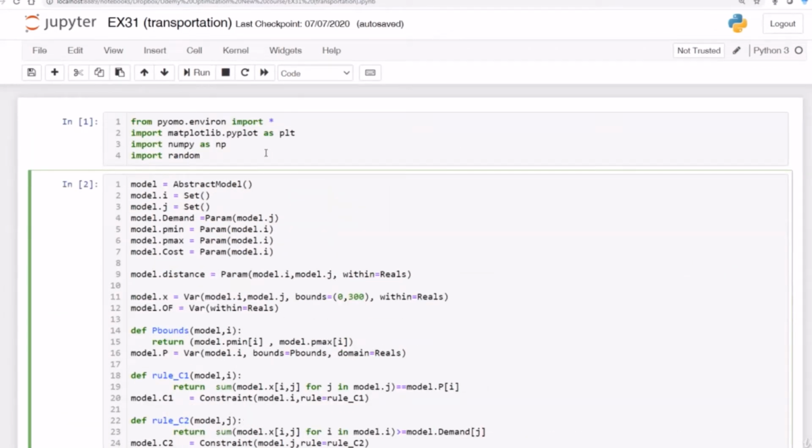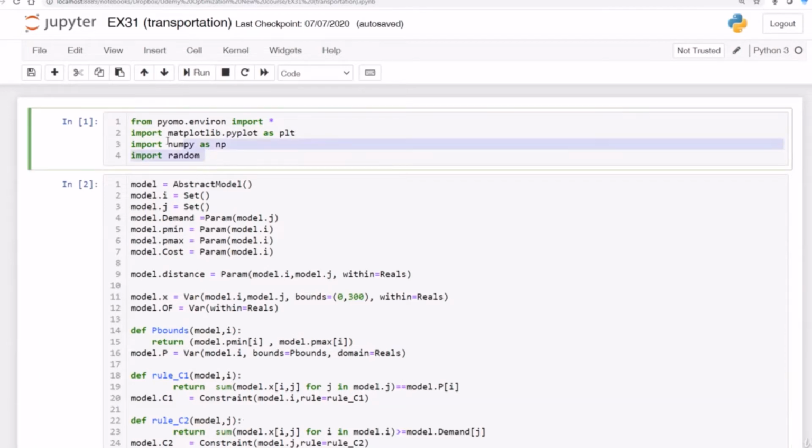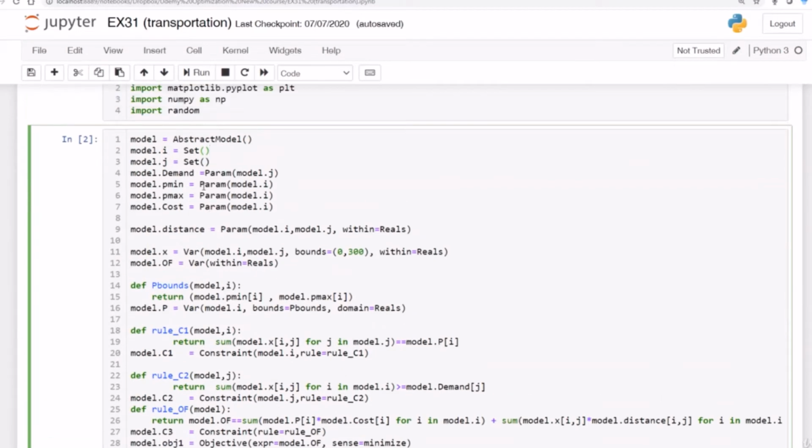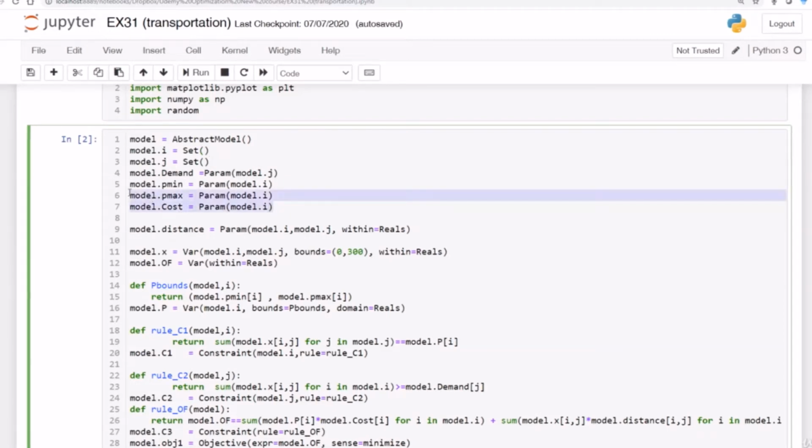So first of all, as usual, we have to import the required packages and then define the required sets. I and J are two different sets. It's an abstract model. We have a demand which is defined over J, P min, P max, and costs are the parameters. And also the distance between different nodes is defined as a parameter.